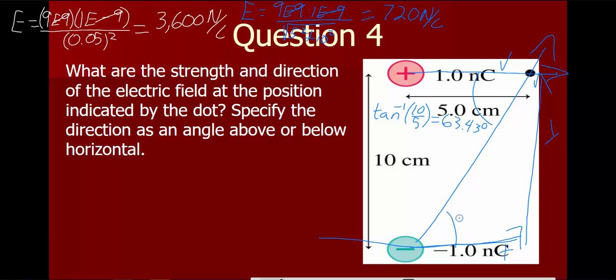So let me get down here. So for x, what's our force? So 720 times the cosine of 63.43. And then for the y, we do 720 times the sine of 63.43. All right. So what do y'all get for the x and the y?